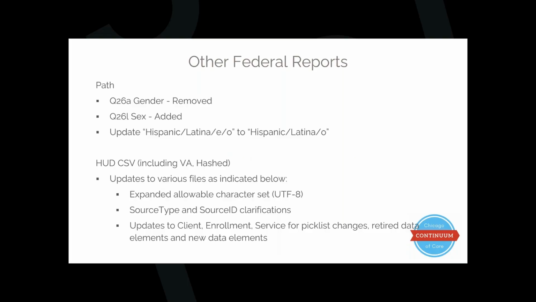Other federal reports. For the PATH project, it's going to follow the same changes to the data standards. So 26A, gender, is going to be removed. 26L is going to be a new sex table. And then there are updates for race and ethnicity. Again, Hispanic, Latina, O is going to be the new pick list value, so that's going to be included in that report as well.